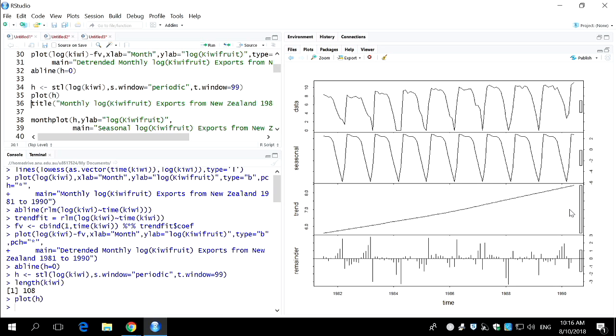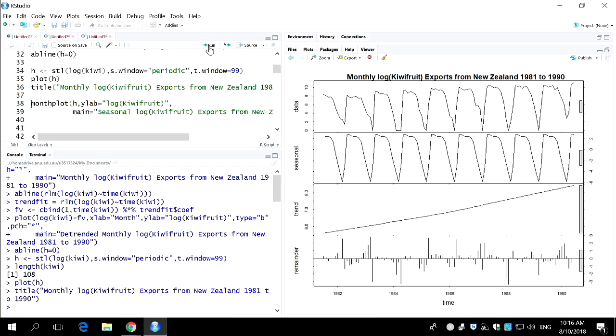Is that an effective graphical display? Probably not. This is just the way STL was written. What would be better would be to create a function which creates 4 panels all on the same scale, right? So from the point of view of graphical construction, you could write your own STL function and do that if you wanted to. But anyway, we're sticking with what's in R. So there's my original series, there's my seasonal, there's my trend, there's my irregular. Okay, put a title on.